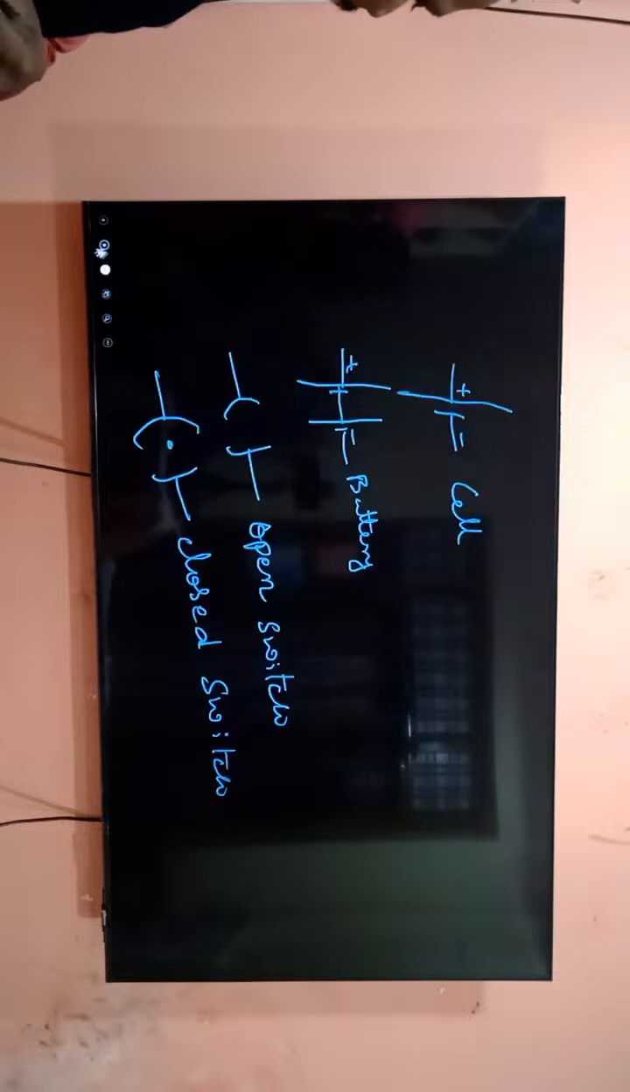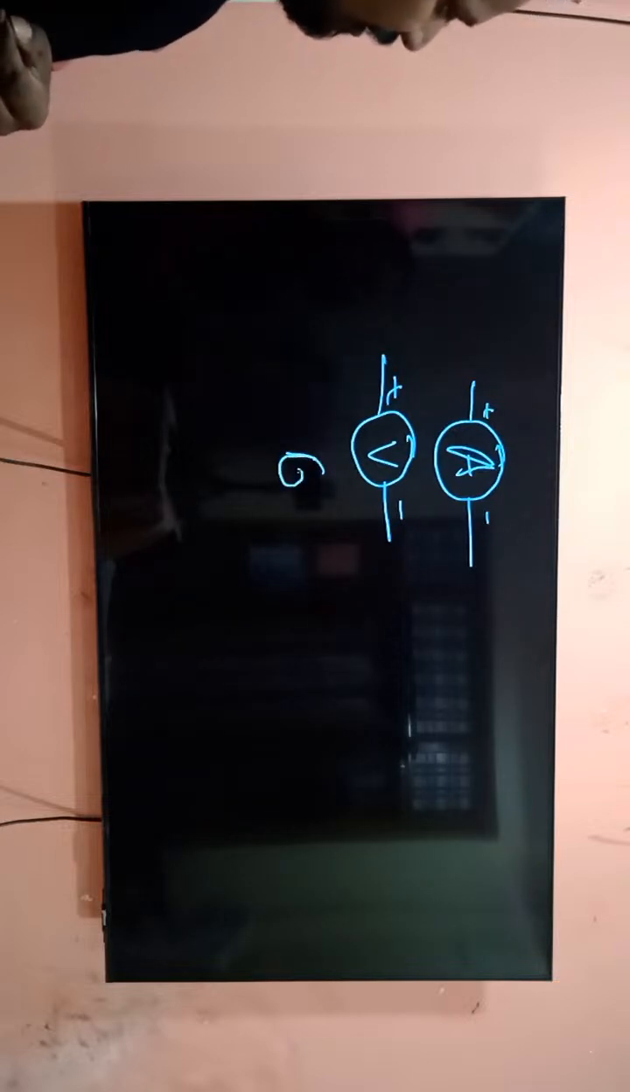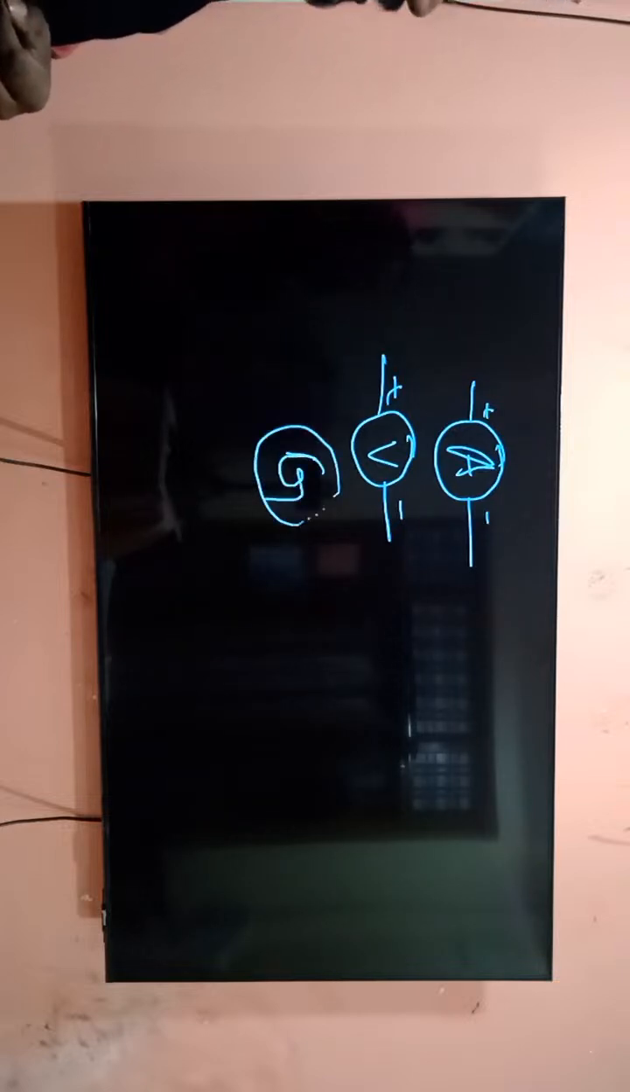Next one, we can consider the ammeter. So this is the ammeter we are taking, with a positive terminal and a negative terminal. Voltmeter. So the voltmeter I am considering here, positive terminal, negative terminal. And a galvanometer is also there. Galvanometer G I am taking here. Right? So positive terminal, negative terminal.